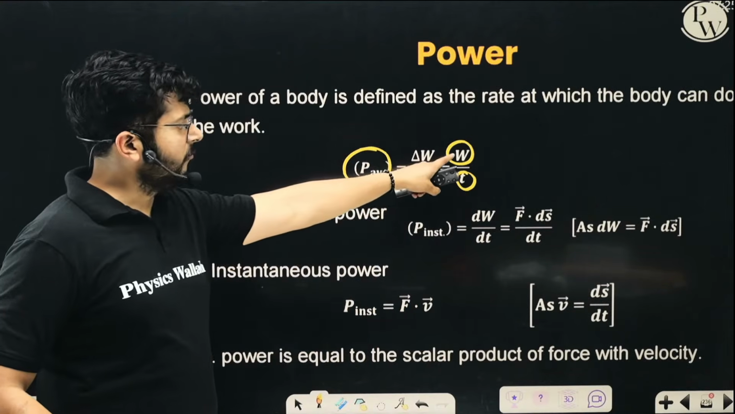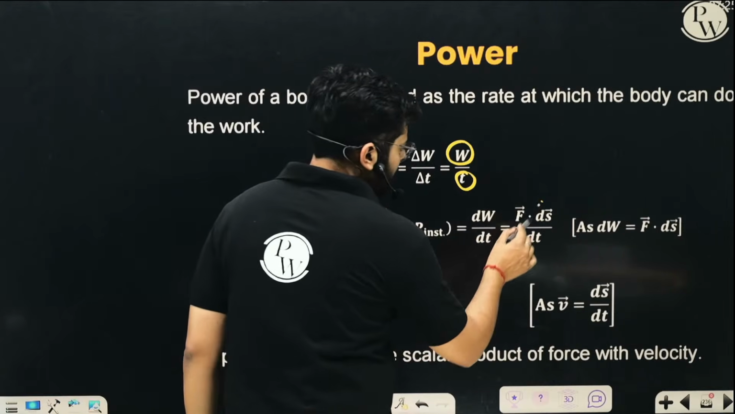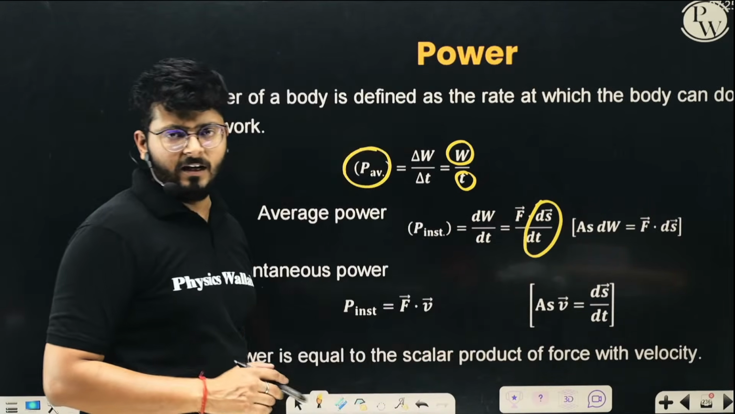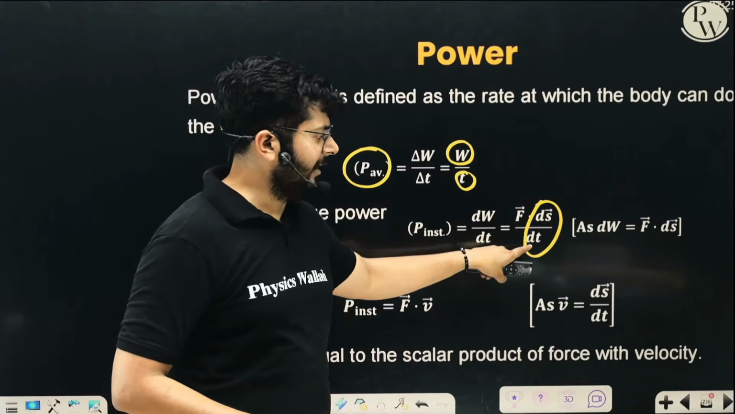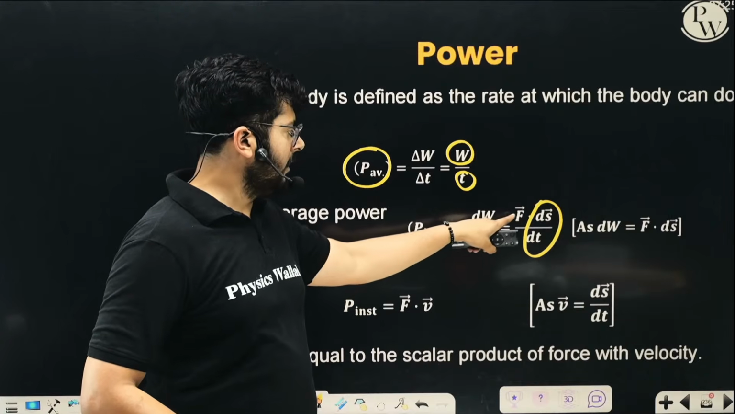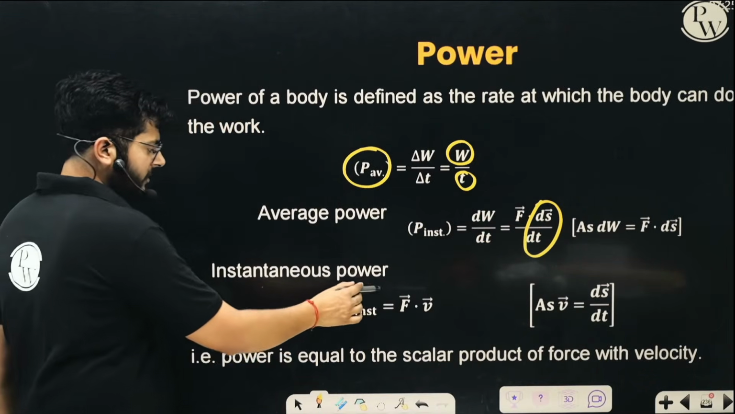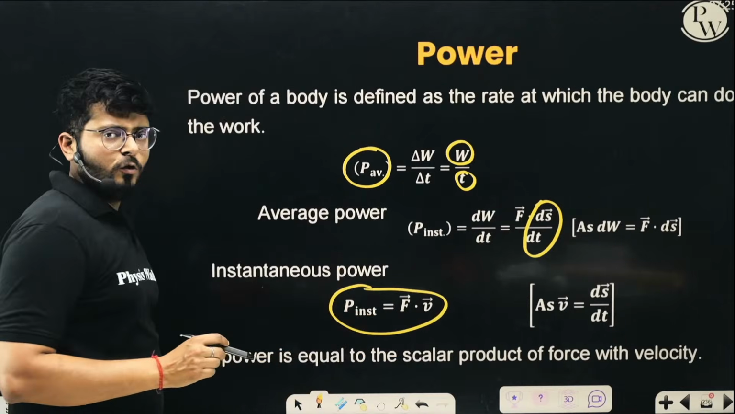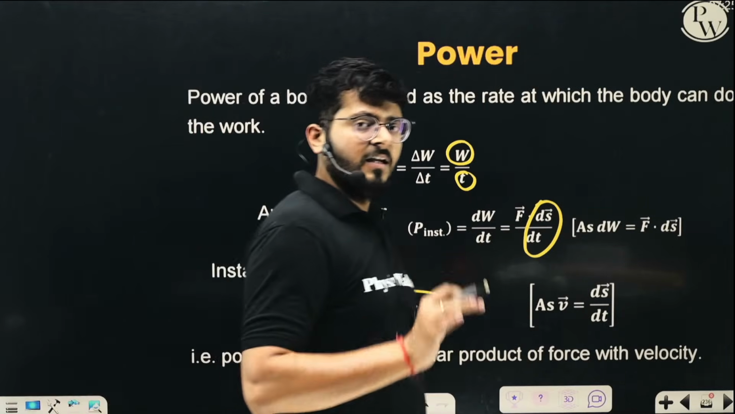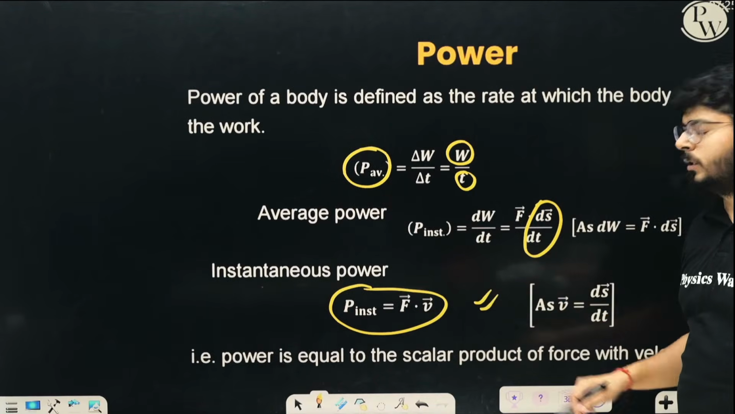Now, if you put work done equals force into displacement, you can get displacement upon time, rate of change of displacement, ds upon dt. Rate of change of displacement is velocity. So instantaneous power is force into velocity vector. If you are going to prepare for NEET exam, my dear kids, this particular numeric format is going to be very, very useful.